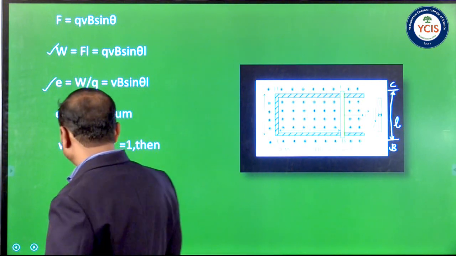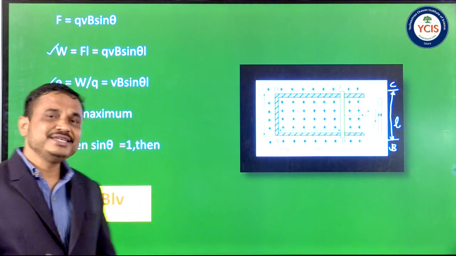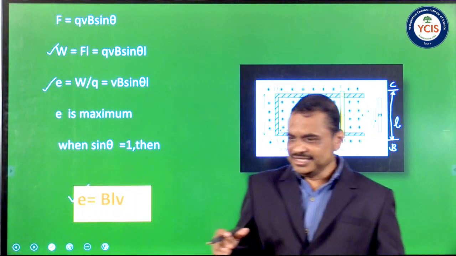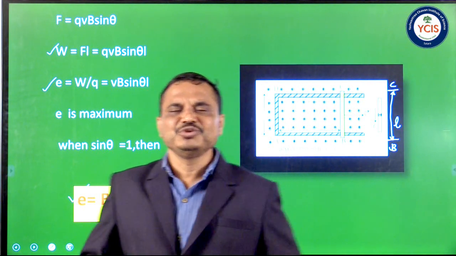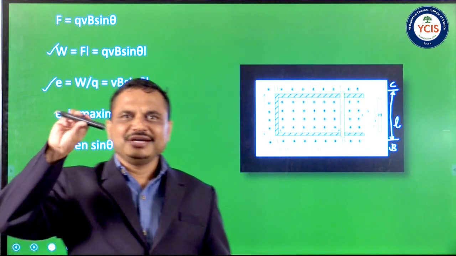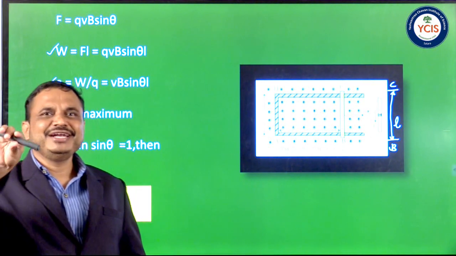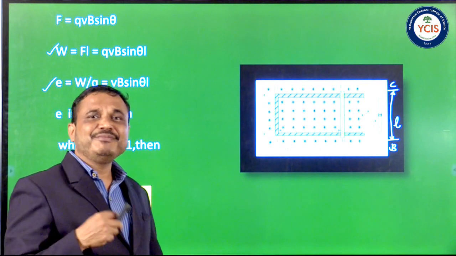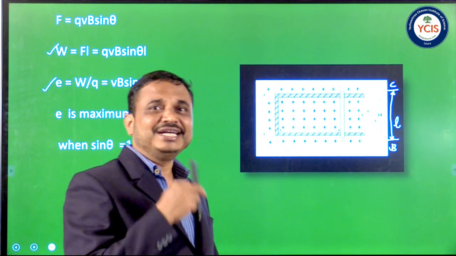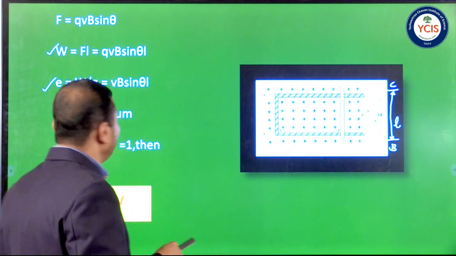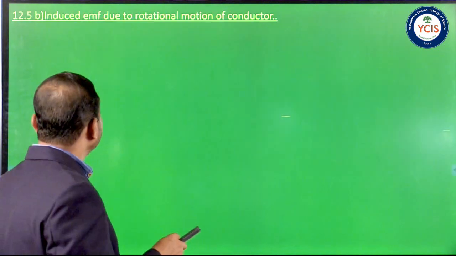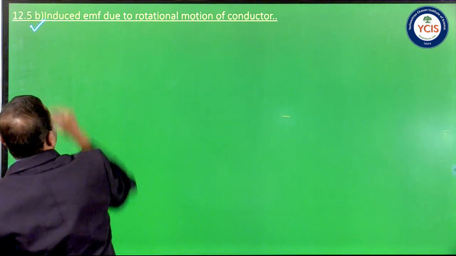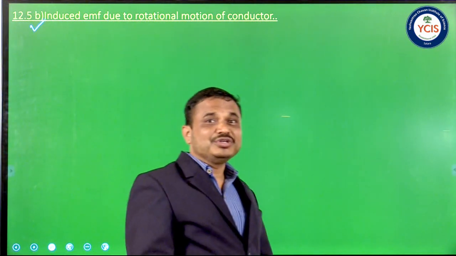So this is the expression for the induced EMF when there is a linear motion of a conductor in a magnetic field. But it is not always a linear motion of the conductor. Sometimes the conductor will rotate in a magnetic field, so it is also a motion. If there is a rotational motion, EMF is induced in the coil or conductor, and we have to derive the expression for the induced EMF when there is a rotational motion of a conductor. So the next article is the induced EMF due to the rotational motion of a conductor.